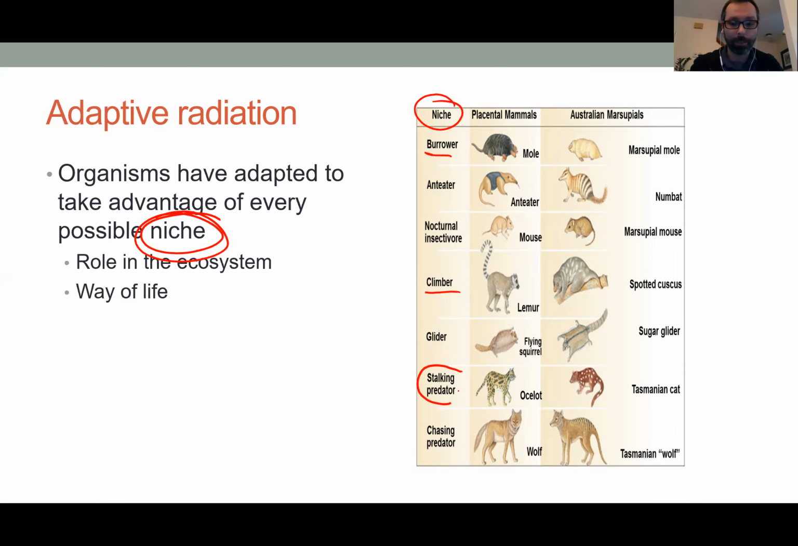Well, one way you can catch your food is by being really sneaky and stalking them, like a cat does, right? And so in these placental mammals, this part of the table right here, these are the normal mammals that we know of. And this is an example. An ocelot is just a cat. There's lots of different cats out there that are stalking predators.